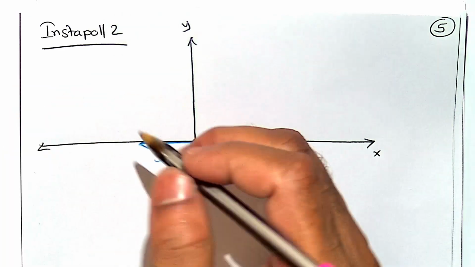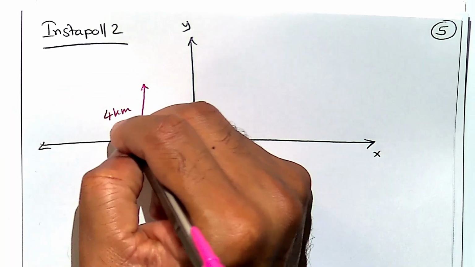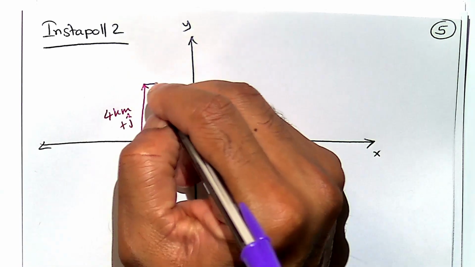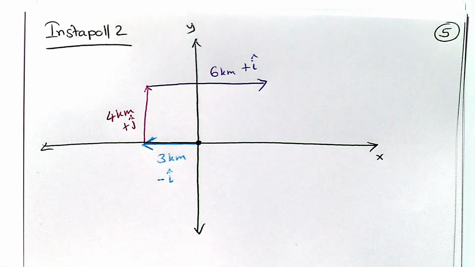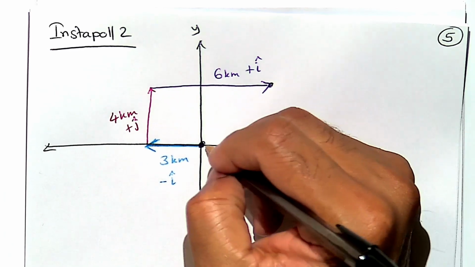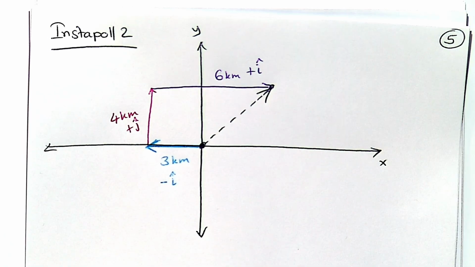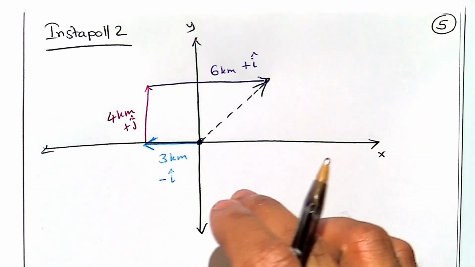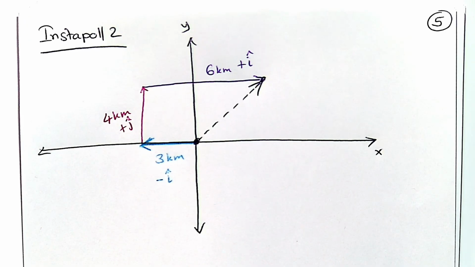Then you travel 4 kilometers north from that point. 4 kilometers positive j hat. And then after that, you're going east. So you're going east, 6 kilometers, positive i hat. Then where do you end up? You started right here, you ended up right there. The vector that represents where you started and ended is this. This is your vector. And what you want to do is add everything up. You want to add all your vectors together to get your resultant displacement.